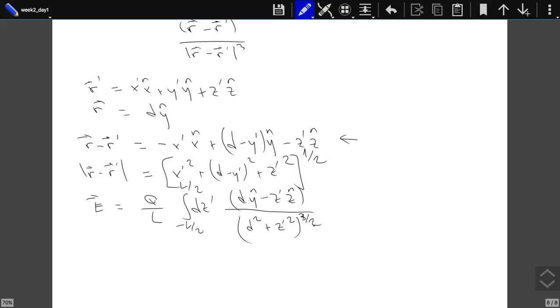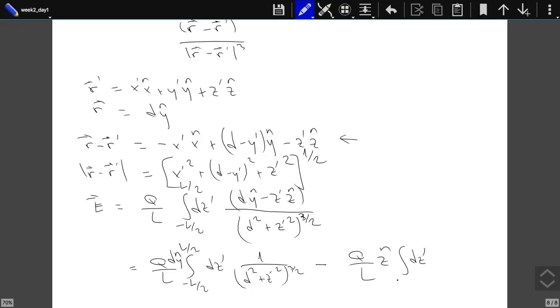I can divide this into two. This will be equal to Q over L, integral from minus L over 2 to plus L over 2 dz prime, in the d y hat direction, of 1 over d squared plus z prime squared to the power 3 halves. This is one term. Minus Q over L in the z hat direction, integral dz prime from minus L over 2 to plus L over 2, times z prime divided by d squared plus z prime squared raised to the power 3 halves.